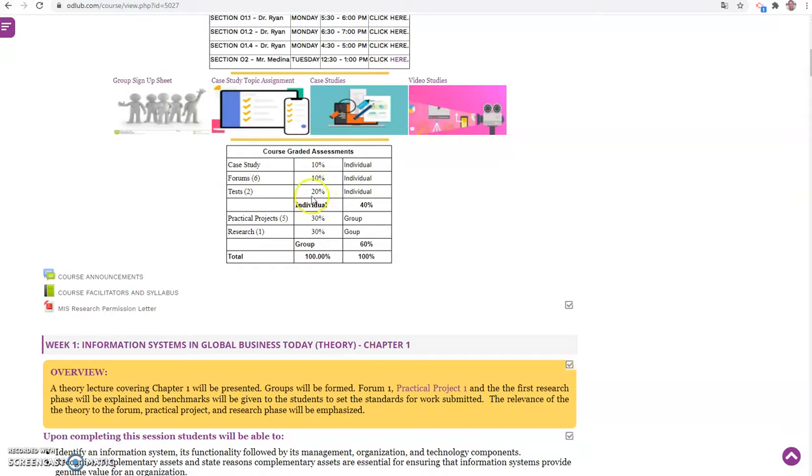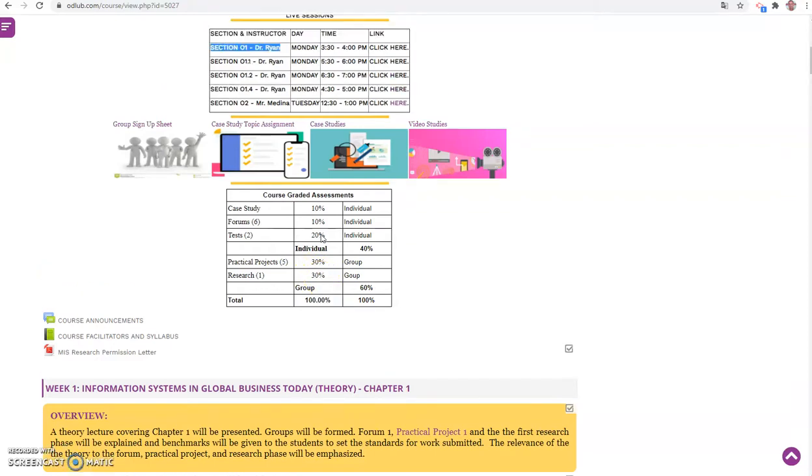Okay. There's also 5 practical projects. You have to work together in groups of 5. And they're 6 points each for a total of 30. And at the end of the semester, there's a final research project in lieu of a final exam. You do not have a final exam, and that's worth 30%.